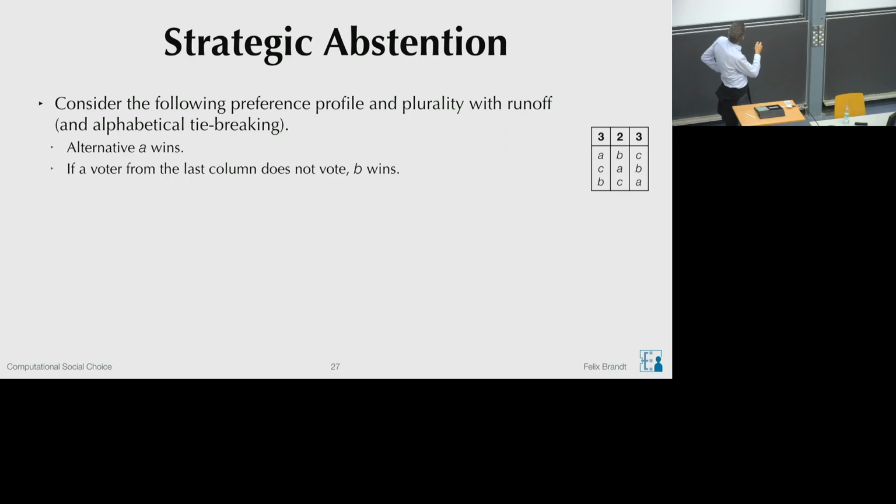So these people have alternative A as the winner. One of them decides, okay, I don't like A, so I don't go to the election next time, and then maybe the same preferences are used. And then suddenly candidate B wins, so that means a voter is better off by not taking part in an election. And this is, of course, not something that you would want to have.